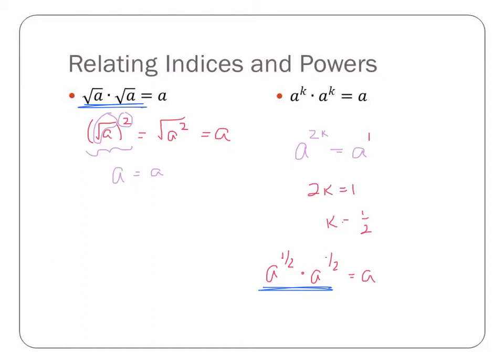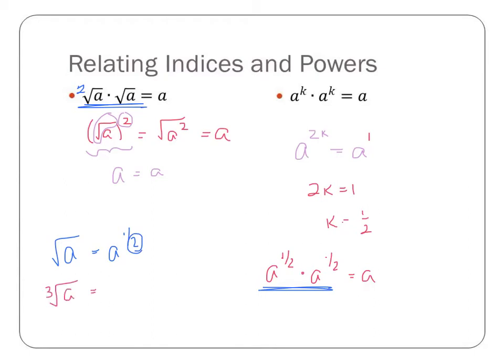So hey, guess what? The square root of a equals a to the 1/2. They mean the exact same thing. And remember I talked about this invisible 2 out front here. That is where we get this 2. So you can take this further.